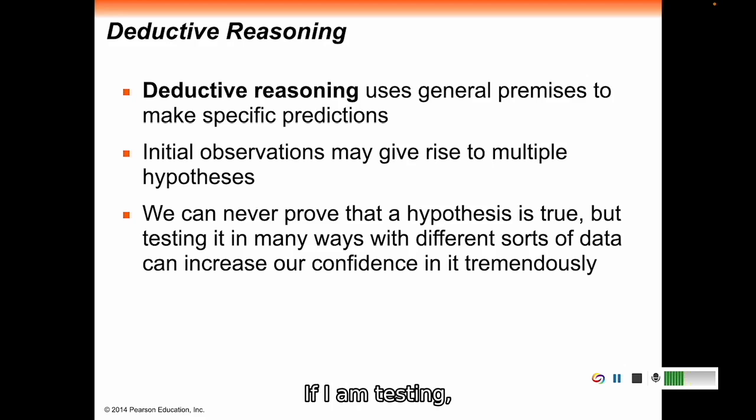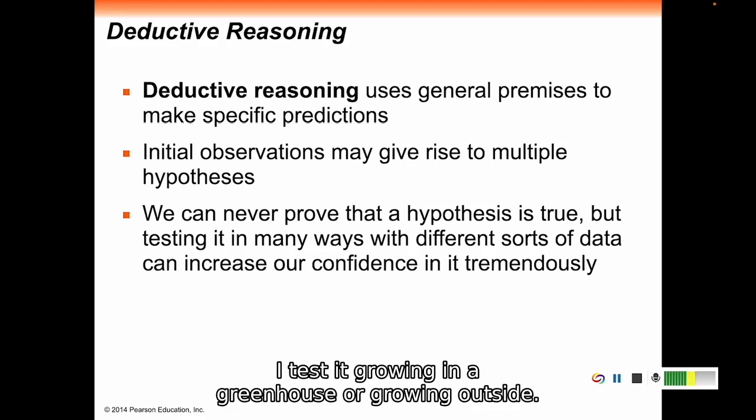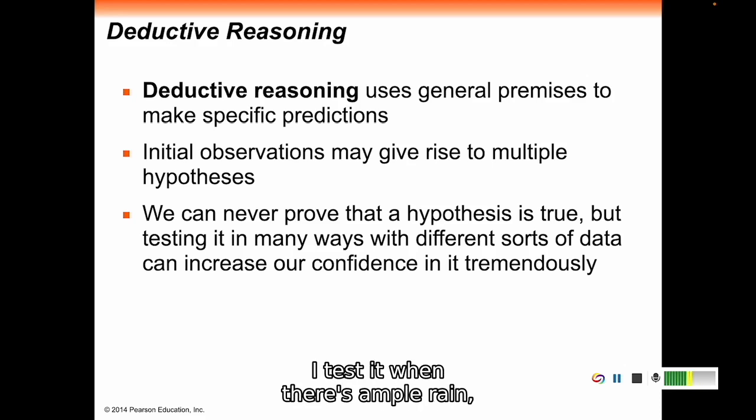So if my hypothesis is that my fertilizer gives bigger tomatoes, I can test it multiple times. I test it in different types of soil. I test it with different types of tomato plants. I test it growing in a greenhouse or growing outside. I test it when there's ample rain or when there's extra rain or when there is too little rain. I test it in shady areas. I test it in sunny areas. I've tested it so many times that I can get confidence that my hypothesis is true.